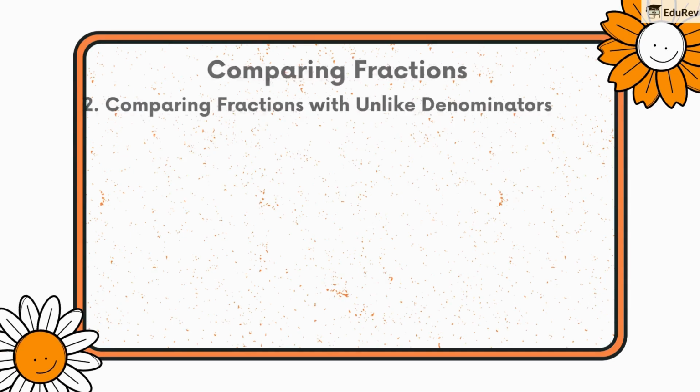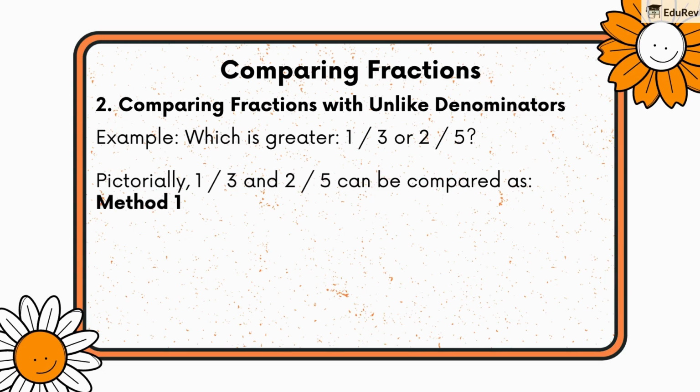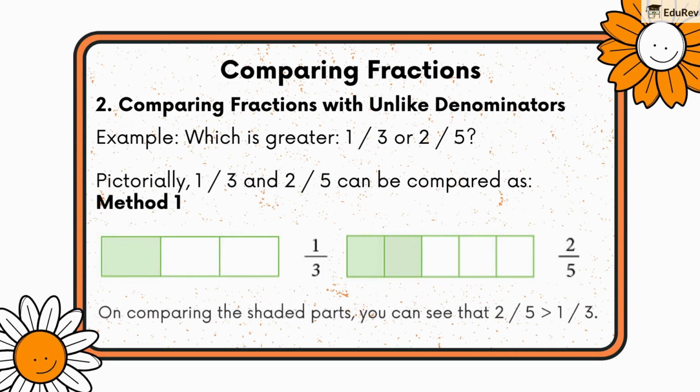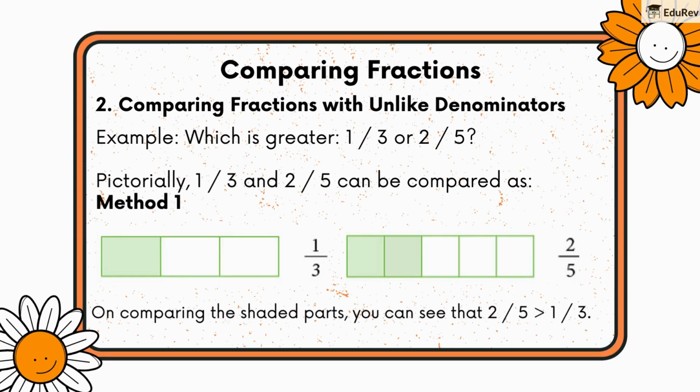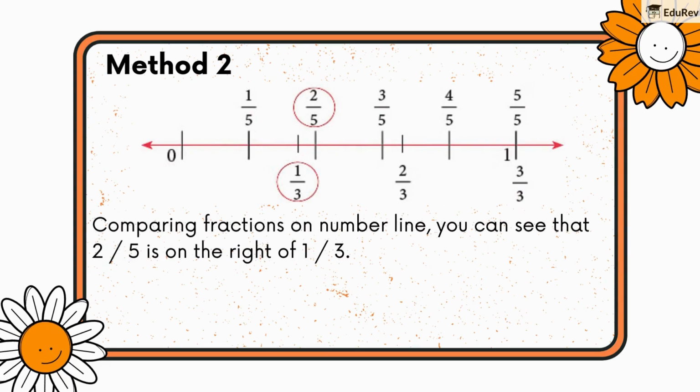Now, let's compare fractions with unlike denominators. Let's look at another example. Which is greater, 1/3 or 2/5? Pictorially, 1/3 and 2/5 can be compared as Method 1. Here, on comparing the shaded parts, you can see that 2/5 is greater than 1/3. Using the second method, comparing fractions on a number line, you can see that 2/5 is on the right of 1/3. Hence, 2/5 is greater than 1/3 or 1/3 is less than 2/5.